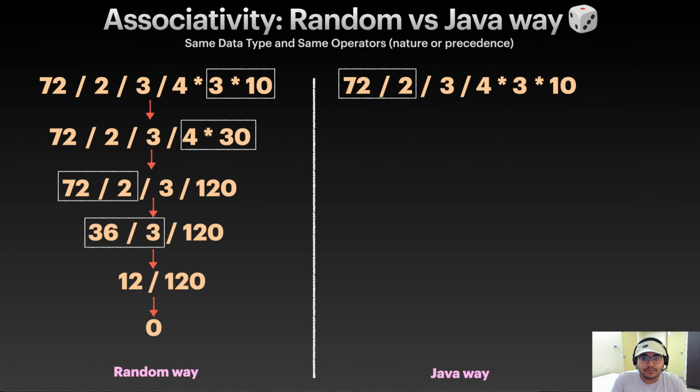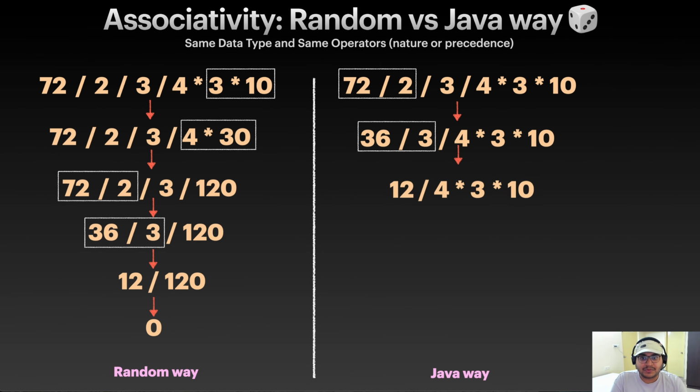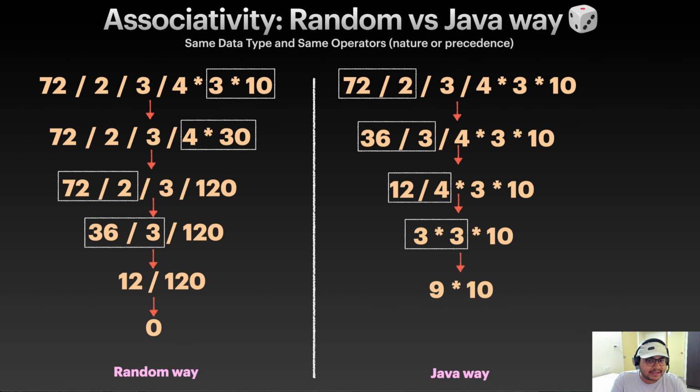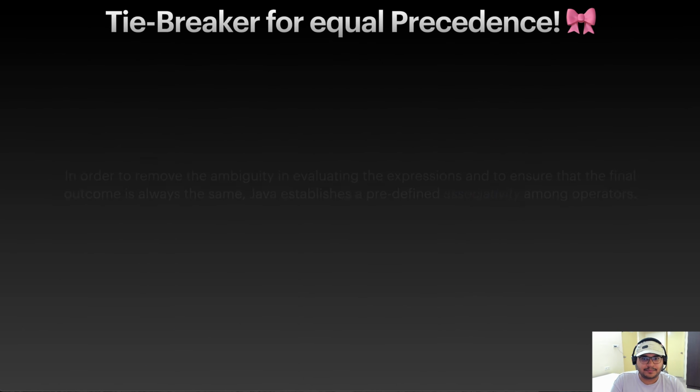In Java, we go from left to right. First, 72 by 2 happens, which gives 36. Next, 36 by 3 returns 12. Then we perform 12 by 4, which returns 3. Then we perform 3 multiplied 3, which gives 9. And finally, 9 is multiplied by 10, which gives the final answer as 90. See the difference between the both values?